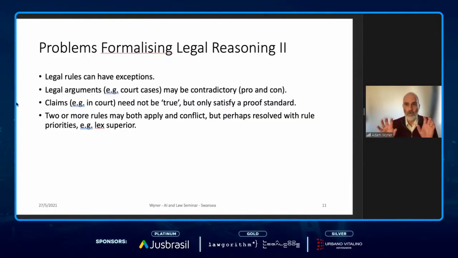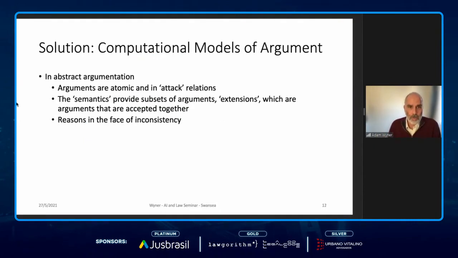So even though the two rules hold, there's a kind of dominance relationship between the rules. So there's this whole space of problems with legal reasoning that are beyond the scope of classical logic. To address this, there's a whole approach about computational models of argumentation.